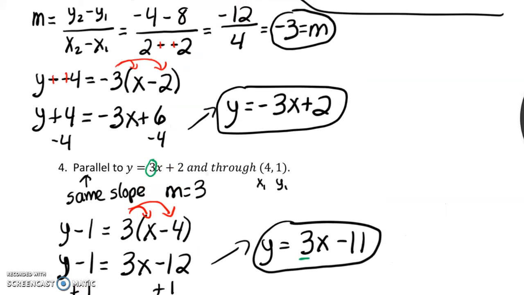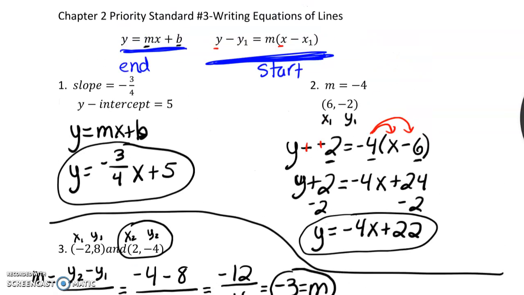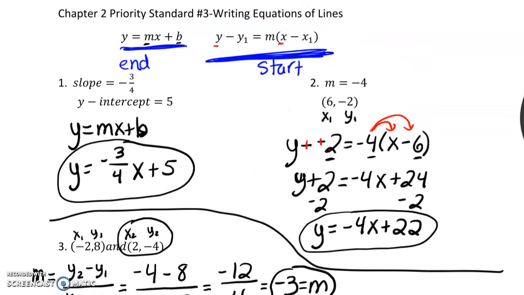Okay, so keep in mind for all of these, we are starting most of these in our point slope equation, which is this equation right here. So this is where we start. Okay, so that's our starting point, and then this is where we end with the last step of usually just trying to get y by itself. Okay, so that is chapter 2, priority standard number 3, writing equations of lines.